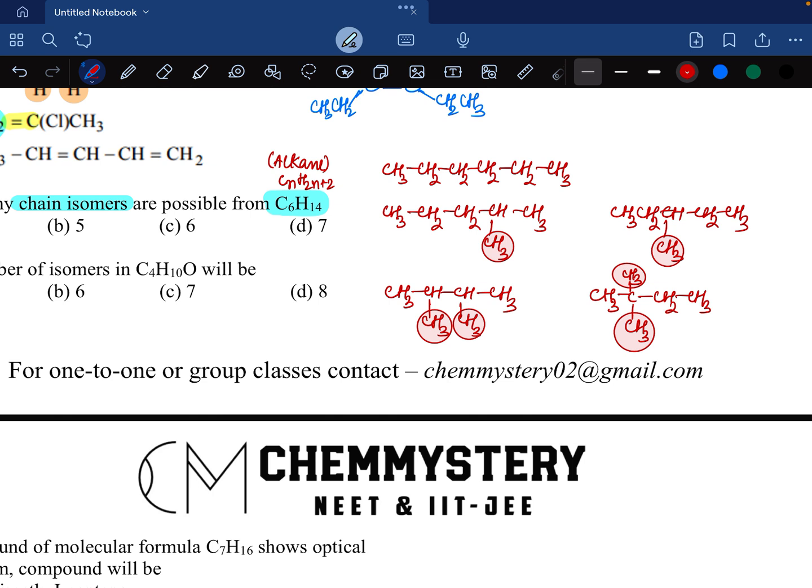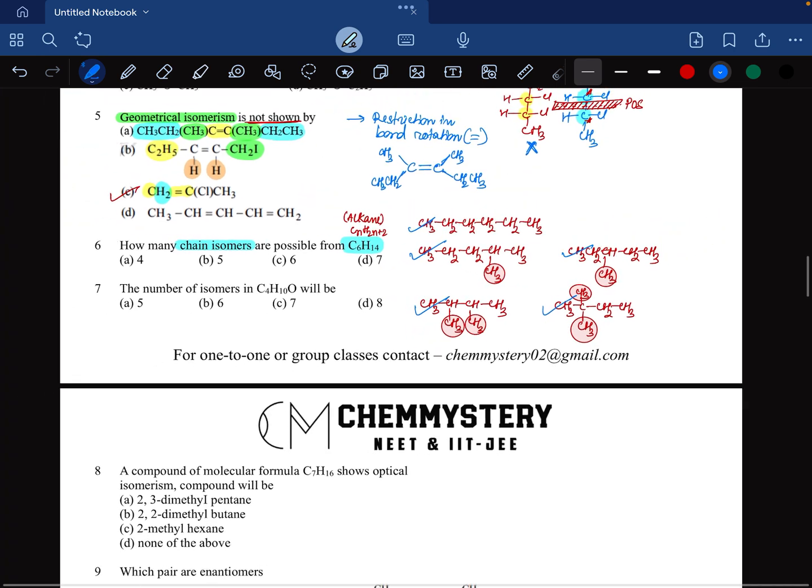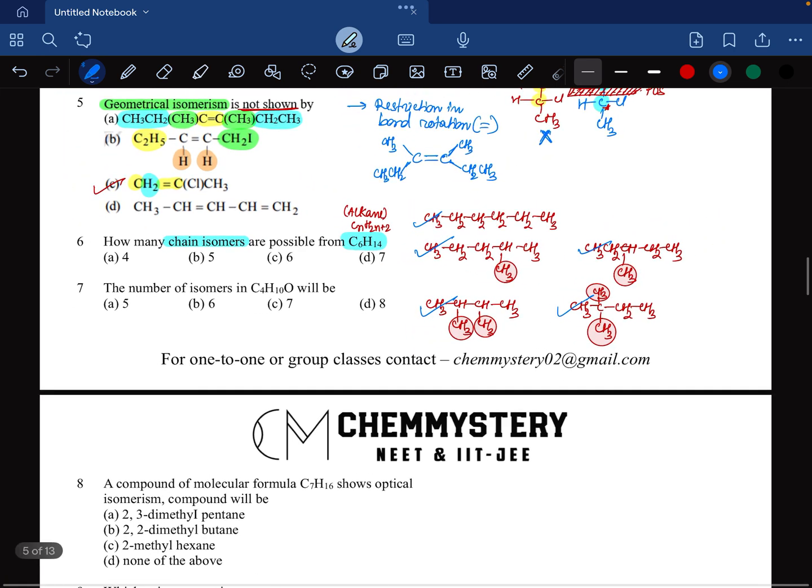A 3-carbon chain is not possible; if I alter it, it will be all the same. We are only talking about chain isomers. So how many are we getting? 1, 2, 3, 4 and 5. Total 5 chain isomers from C6H14. So the answer will be B.